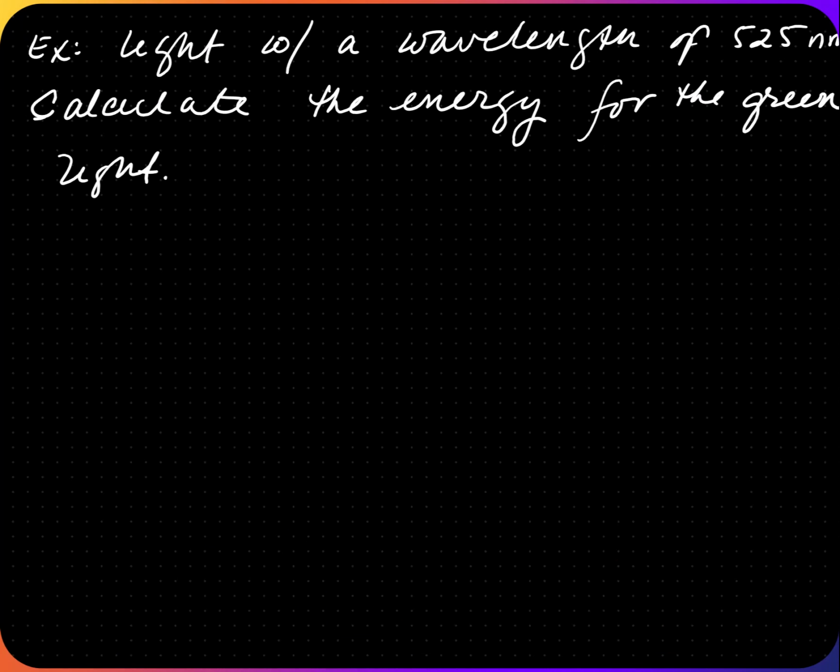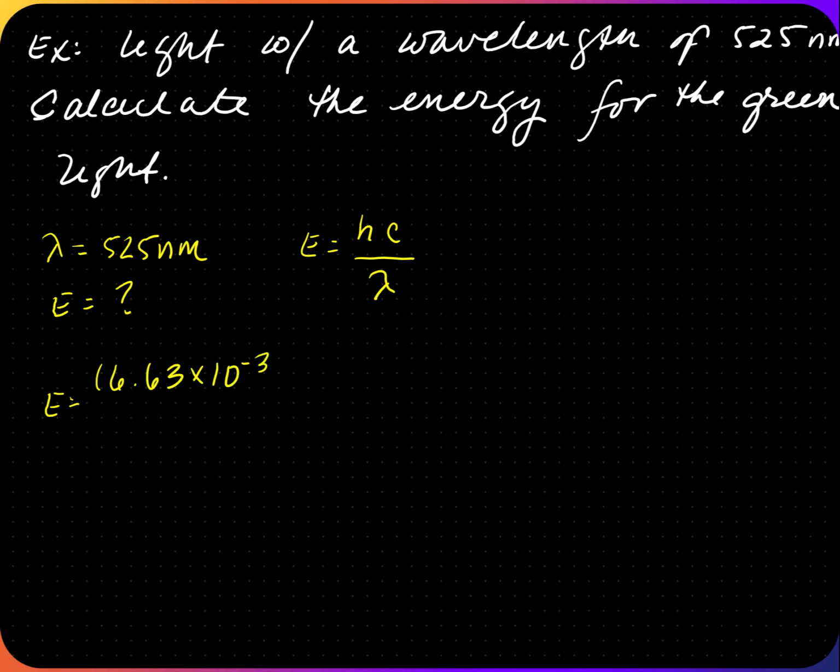So in this problem, we have a light with a wavelength of 525 nanometers. Calculate that energy. So we know the wavelength, lambda, is equal to 525 nanometers. We're looking for the energy of the green light. We know that E is equal to h, Planck's constant, times c, the speed of light, divided by lambda. So all we have to do is plug in. So E is equal to 6.63 times 10 to the negative 34 joules times second, times the speed of light, 3 times 10 to the 8th meters per second, divided by lambda.